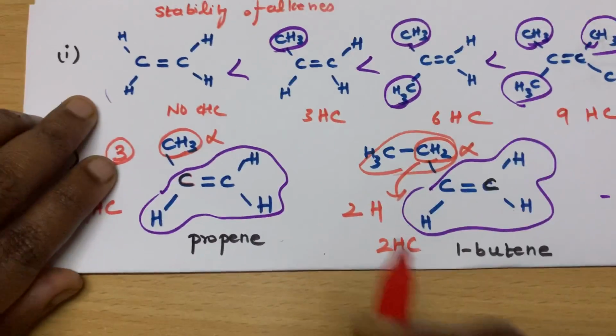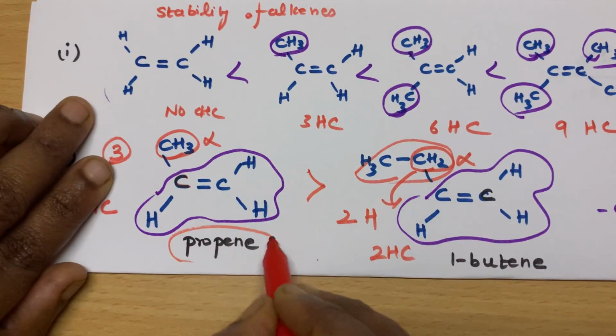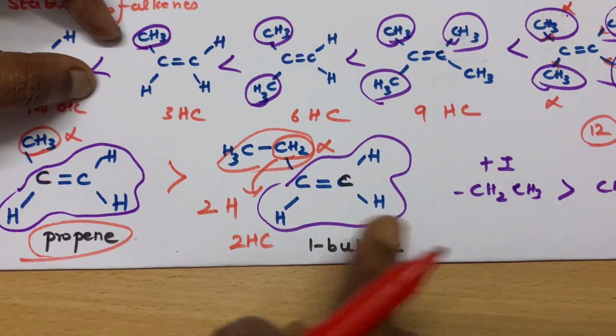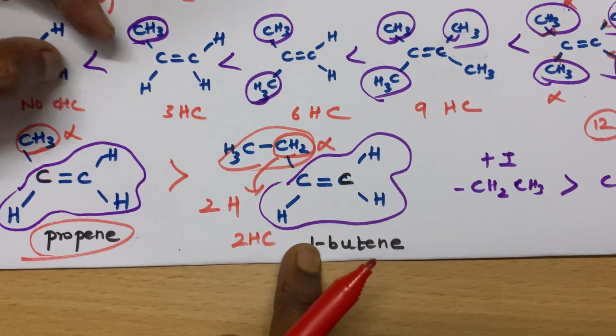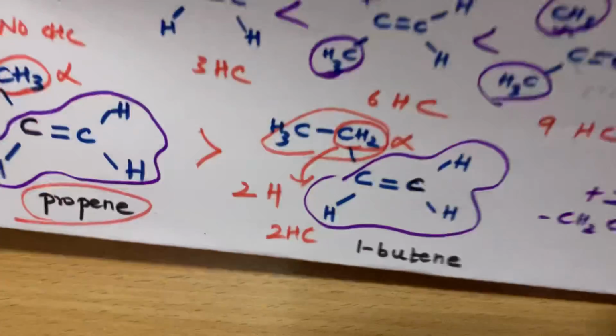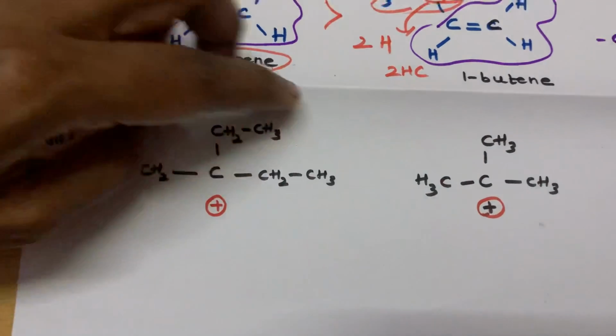So which is more stable? This is very important, students. When you think of your plus I effect, you will think that 1-butene is more stable, but you have to give importance to hyperconjugation, and then only your inductive effect has very little effect. So give least importance to inductive effect while solving these kinds of problems.